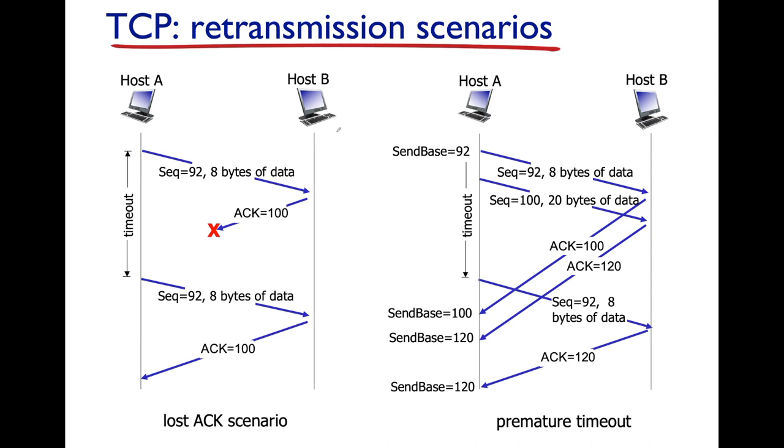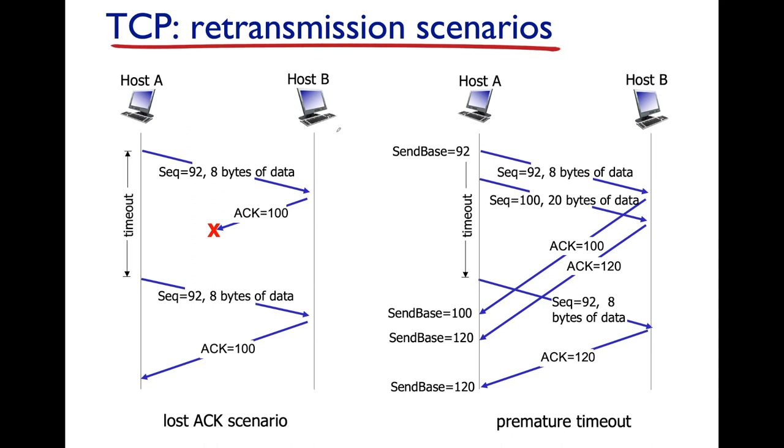The other scenario is the premature timeout. And here we have host A, and host A sends sequence number 92 and 8 bytes of data. So the next expected sequence number is going to be 100, because 92 plus the length of 8 bytes is 100. So then after that, the next one we send is going to be sequence number 100, and say we're sending 20 bytes. So that 100 plus the 20 bytes, the next expected sequence number, is going to be 120.